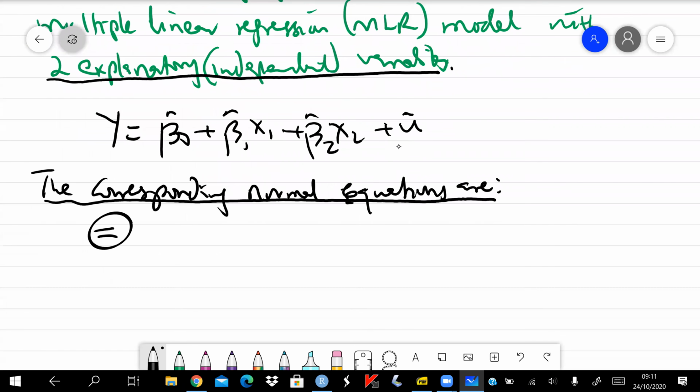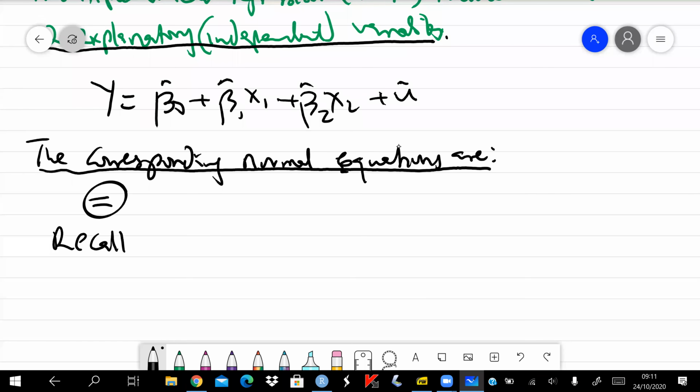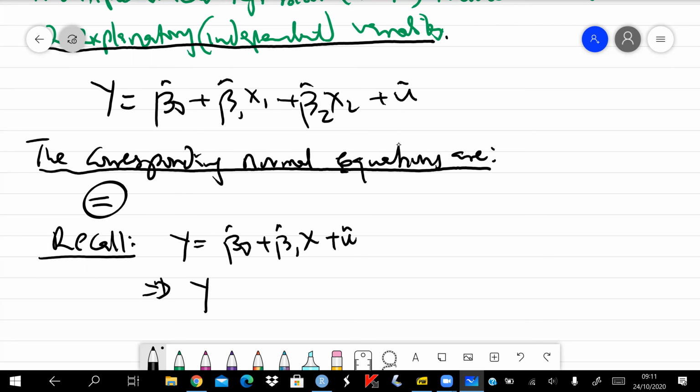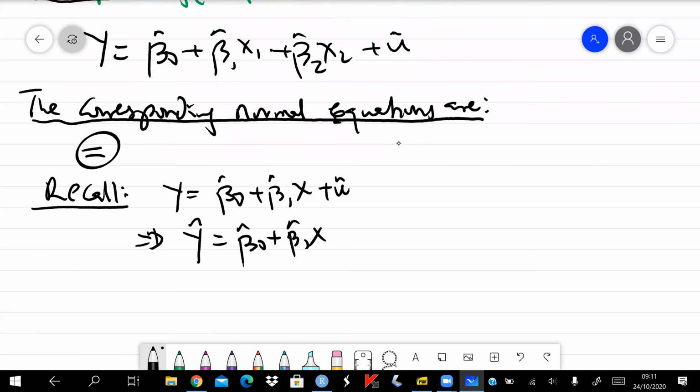Let's put this one on hold and recall that in the case of simple linear regression, we had this function equal to beta naught plus beta 1 x plus the error. From here the sample regression function was y hat is equal to beta naught hat plus beta 1 hat x. This one is the population regression function, and this one is the sample regression function.